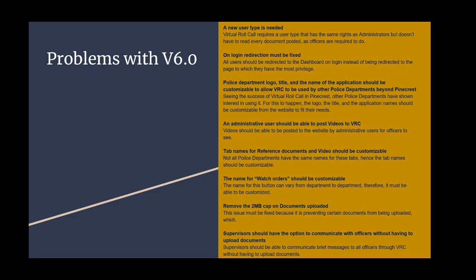So remove the 2 MB cap on documents uploaded. This one's very important because right now VRC is very limited on the number of documents it can upload, because documents above 2 MB cannot be uploaded. So we need to fix that. And supervisors should be able to send messages to other officers without having to upload a document. They should be able to do it from VRC.